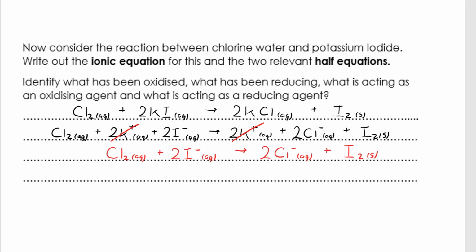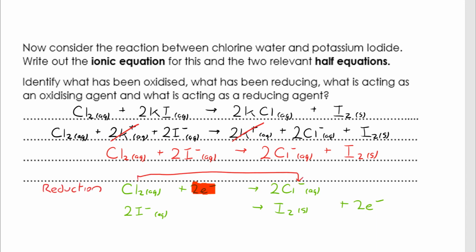Now, from there, I am going to break it down into the half equations. So that's taking each component part, the Cl2 becoming 2Cl- and the 2I- becoming I2. And now I need to balance them, and we balance these with electrons because we're balancing charge. So in the Cl2 example, I add 2 electrons on the left, and in the I- example, I add 2 electrons on the right.